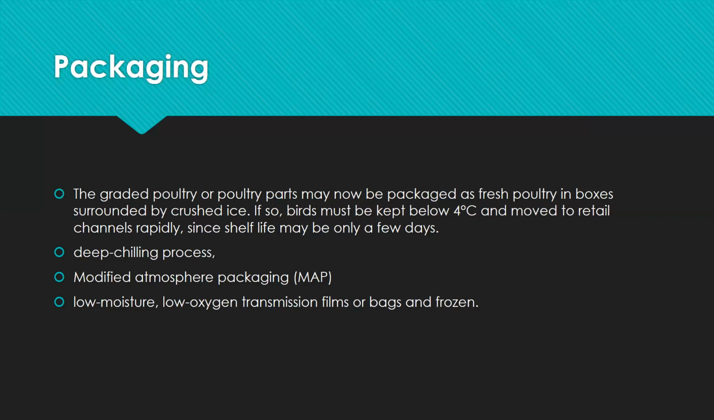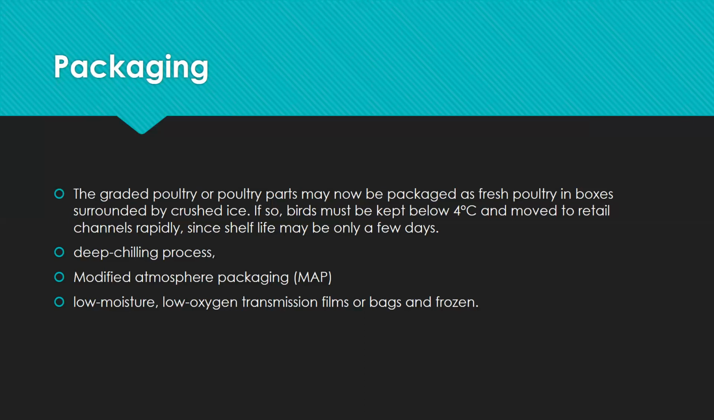Next is modified atmospheric packaging, also known as MAP. It is used to ship pre-packed poultry products. These technologies, along with controlled refrigeration, can produce a product with a shelf life of 18 to 21 days. Such processes were used in order to overcome the problem of increased weight.